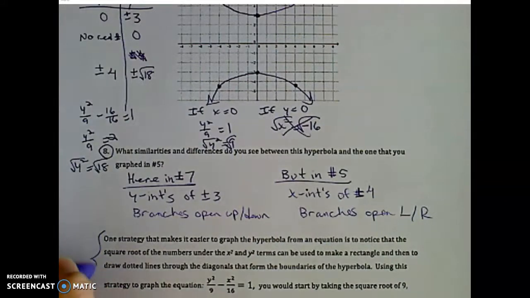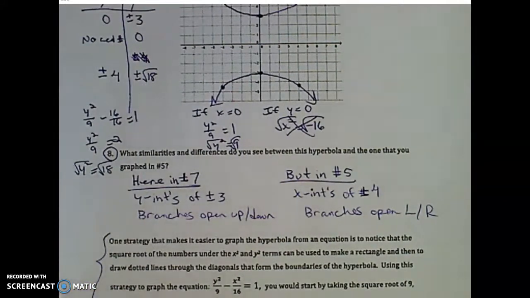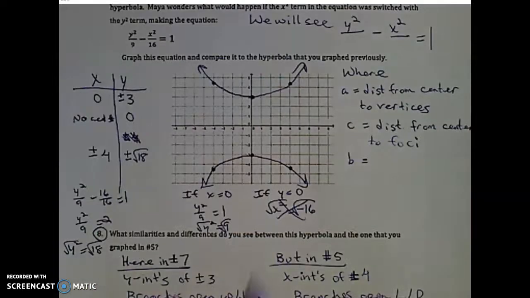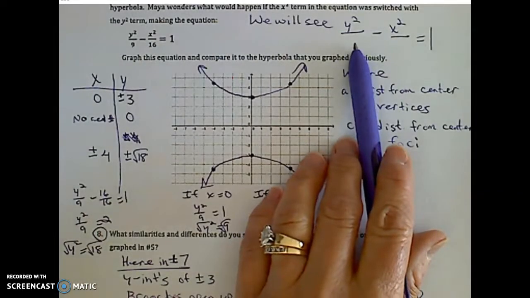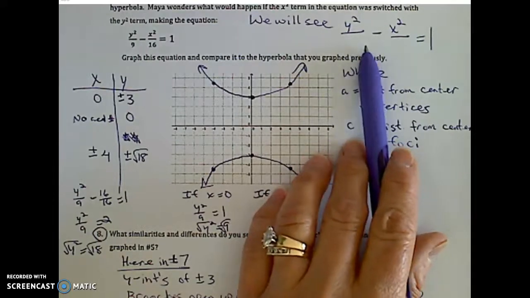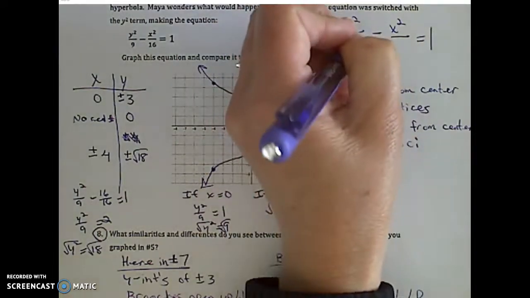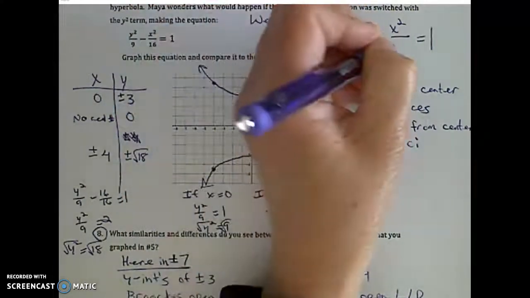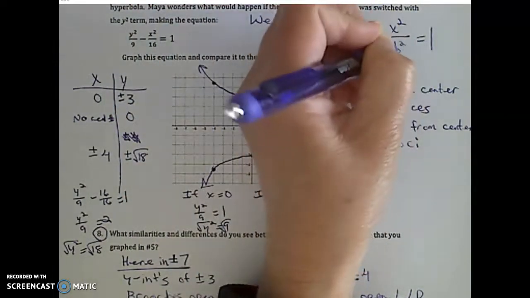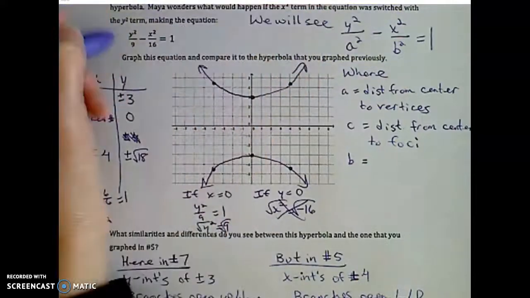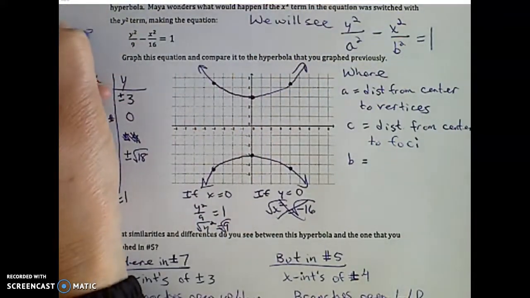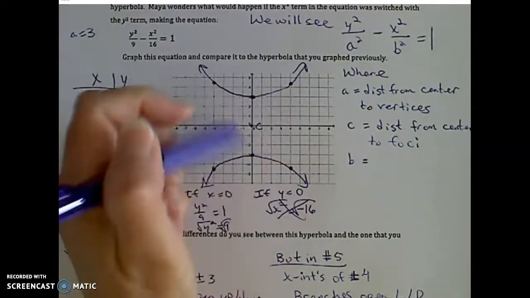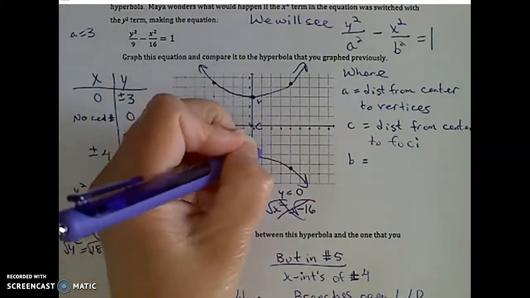Take a minute to read this next paragraph, and we're going to label a few things on this hyperbola. Okay, this is pretty cool. We'll start to see the standard equation for a hyperbola looks similar to an ellipse. This denominator is always a squared under that first term. This denominator is always b squared under your second term. In this case, a is equal to 3, and a is the distance from the center of my hyperbola to the vertices.